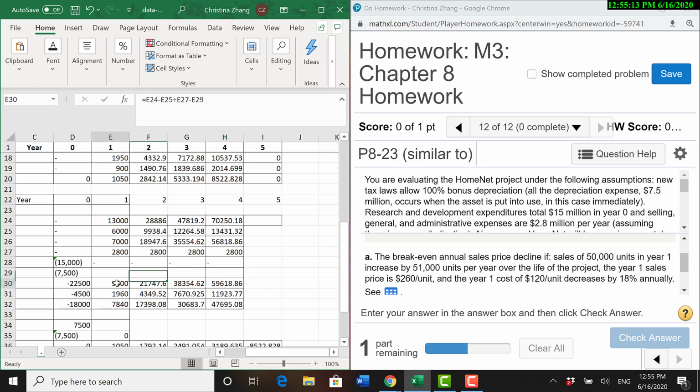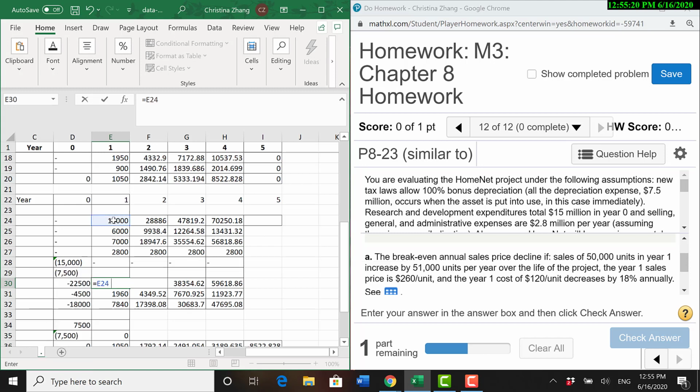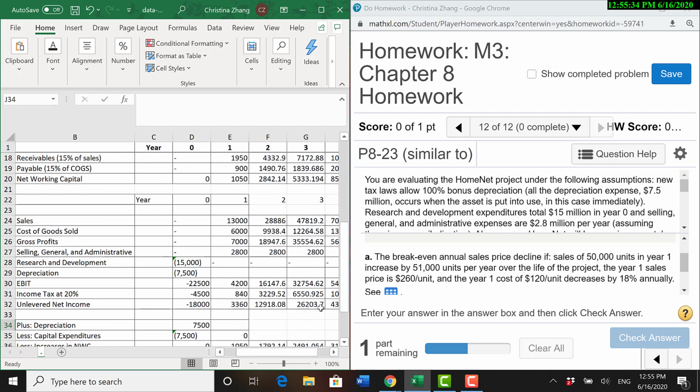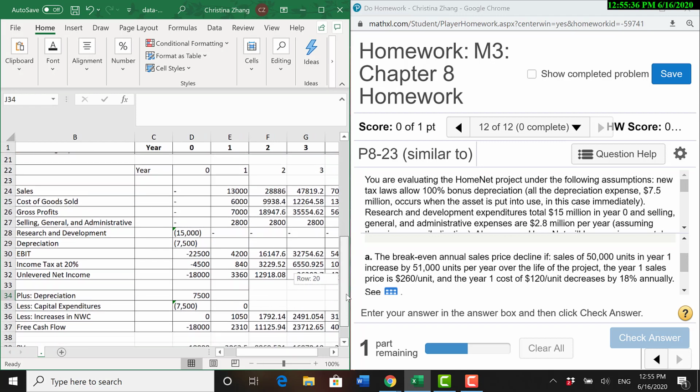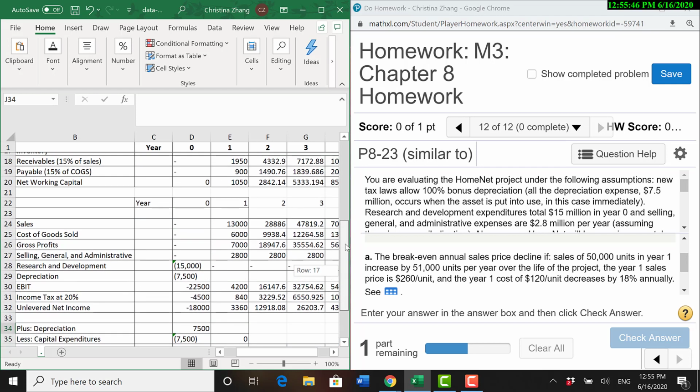Okay, and then I can change the formula to make more sense. So it's going to be sales minus cost of goods sold minus selling, general, administrative expenses. Same across all 4 years. All right. So I don't really have any depreciation. Normally, if I have depreciation, I would also subtract depreciation. Okay, so in this case, I don't.